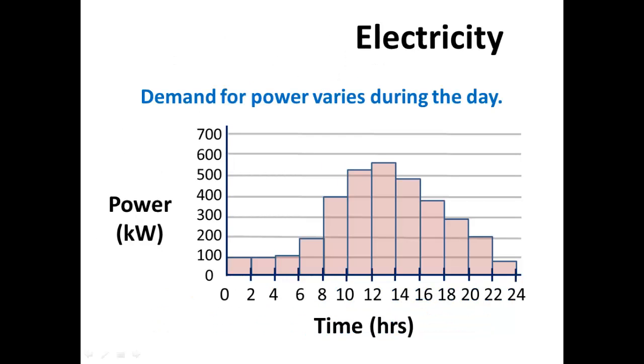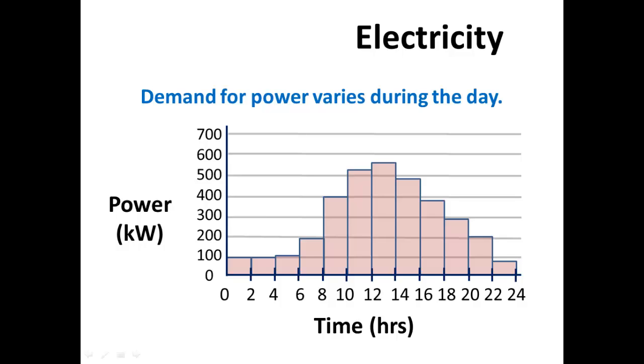Now let's take a look at power demand over a 24-hour period. We see that the demand for power varies throughout the day. Early in the morning and in the middle of the night, it's low, in this case about 100 kilowatts. Then as time goes on and we get closer to school starting, we start using a little bit more, just like in the example we just looked at.